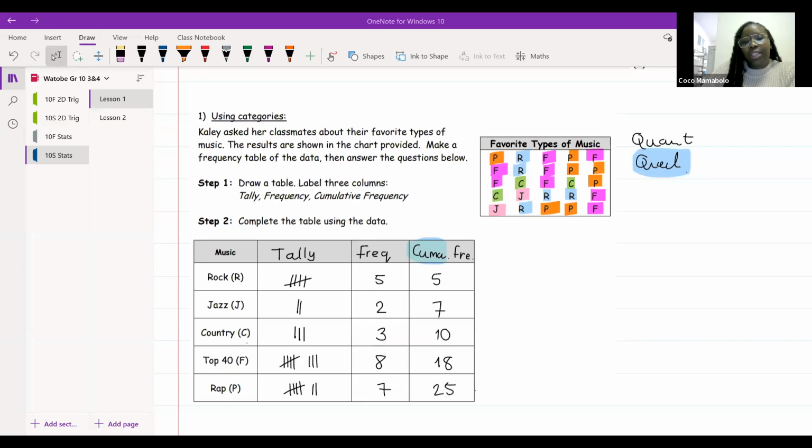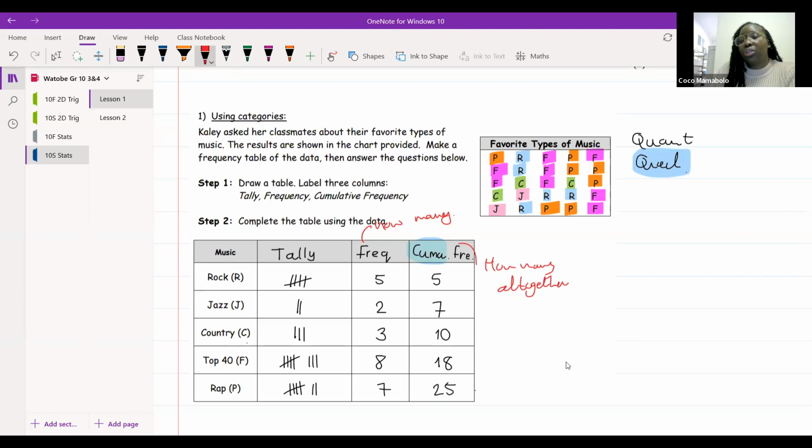Okay, Patu says, please explain one last time. Okay, the frequency tells me how many people voted for this. This is how many people voted for or said that they like rock. Cumulative frequency is how many altogether.